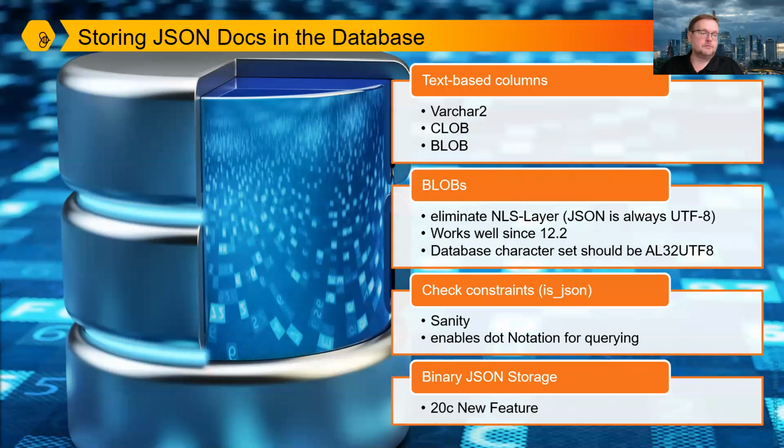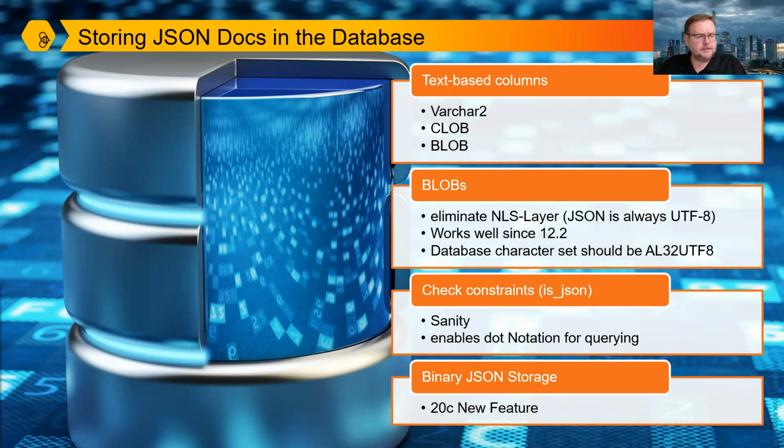You can put a check constraint, IS JSON, on the columns where you want to store your JSON data. You can use that for sanity, so that the database makes sure that only valid JSON documents are stored inside these columns. And it enables the dot notation for querying, and we will have a look at that in a couple of slides.